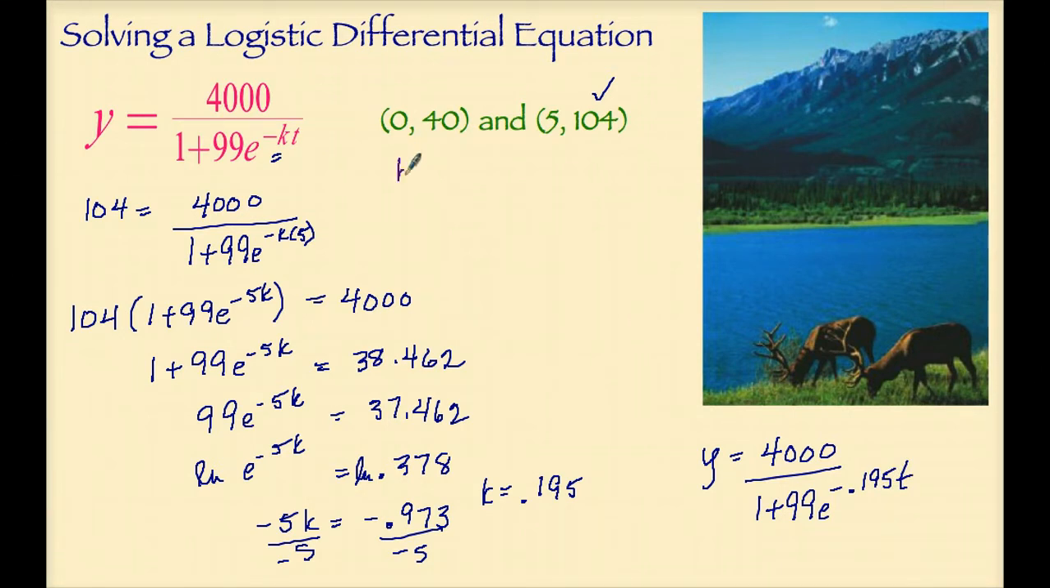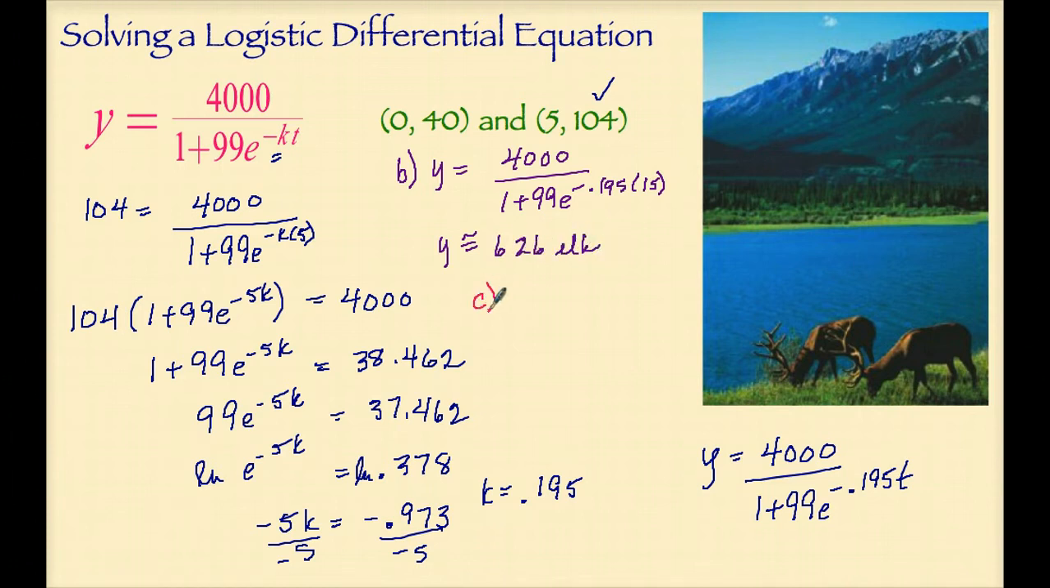Letter B asks us to estimate the elk population after 15 years. y equals 4,000 over 1 plus 99 e to the negative 0.195 times 15. After 15 years, there will be approximately 626 elk.